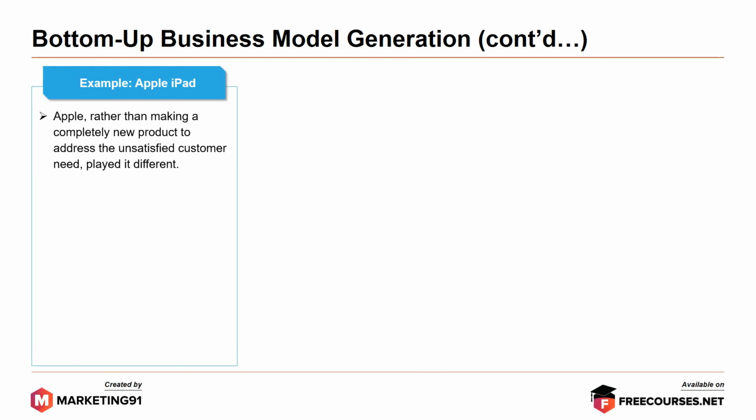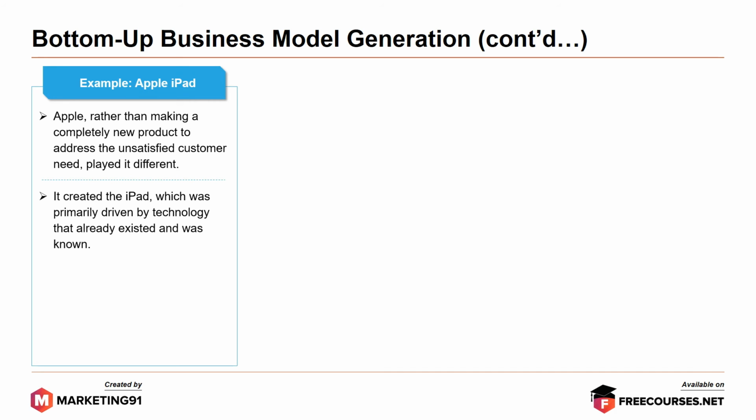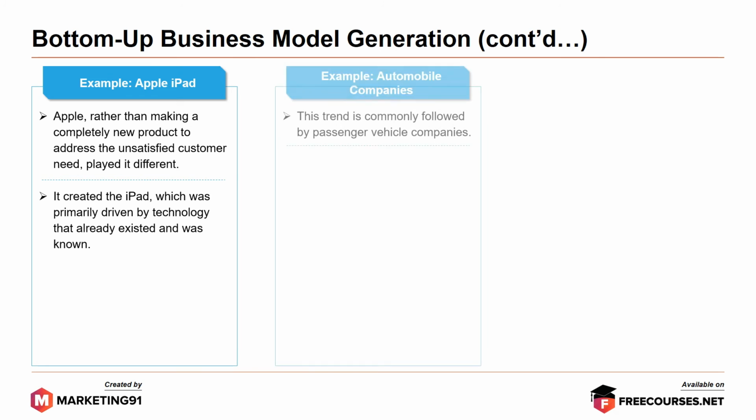The examples in this case, the first one, the Apple iPad. Apple, rather than making a completely new product to address the unsatisfied customer need, played it different. It created the iPad, which was primarily driven by the technology that already existed and was known, in this case the iPhone. Next, automobile companies.